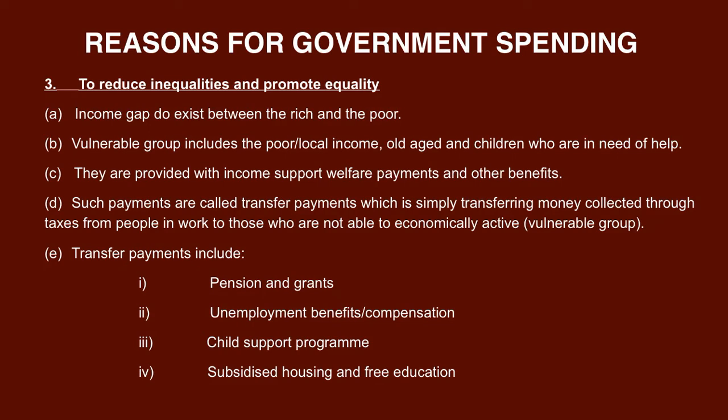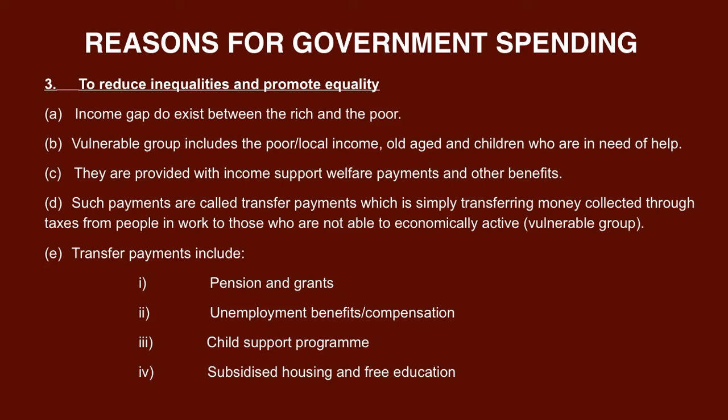Poor people are known as the vulnerable group, which includes those who earn lower income, the old age, as well as the children who are in need of help. The government will provide support in the form of income, welfare payments, and other benefits.